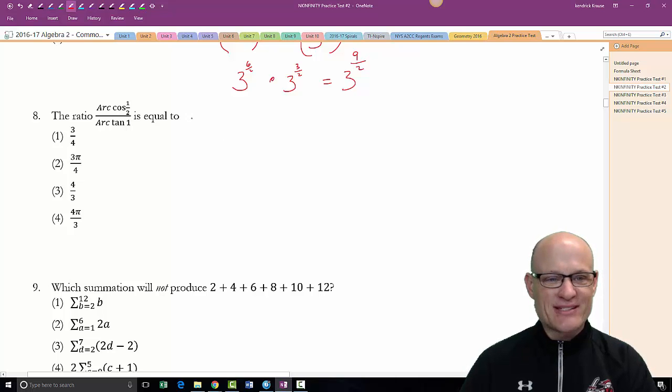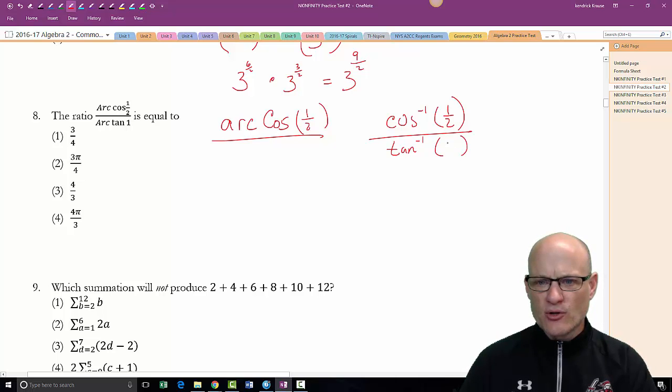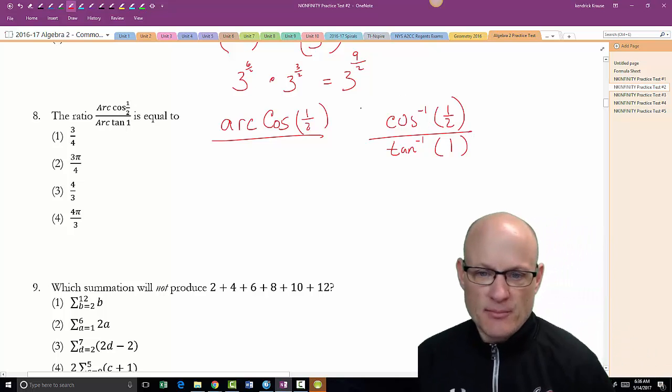All right, so this is just a test on whether or not you know that arc cosine is the same as cosine inverse of something. So really what this thing is, and this arctan is really tan inverse of this thing. So let's see, what are we doing here?